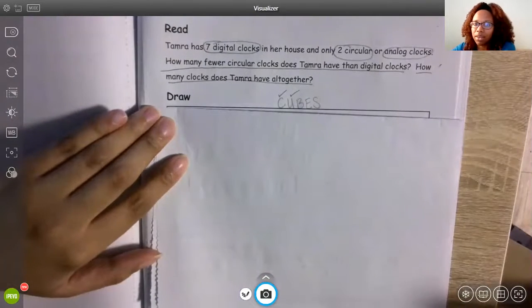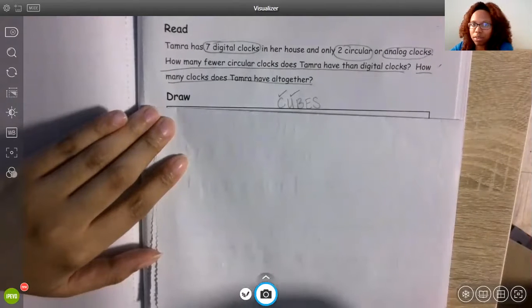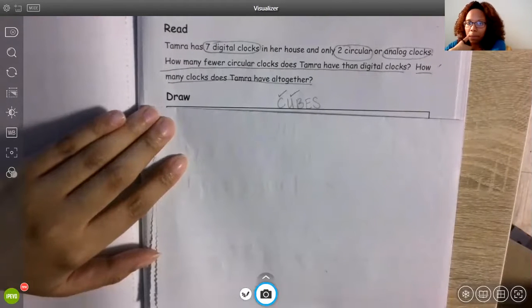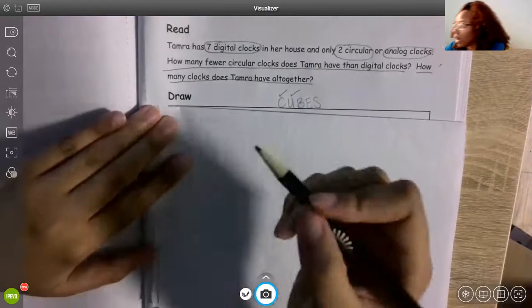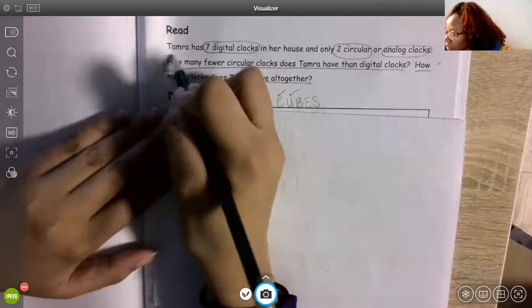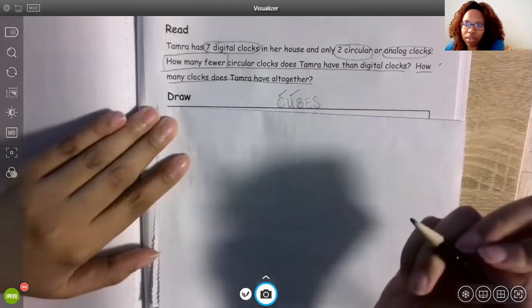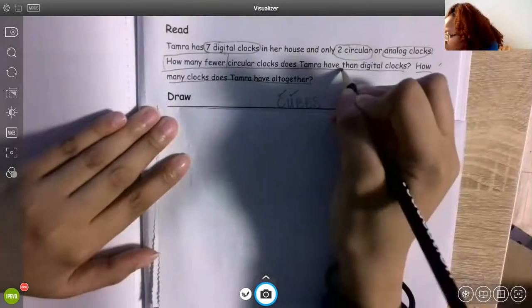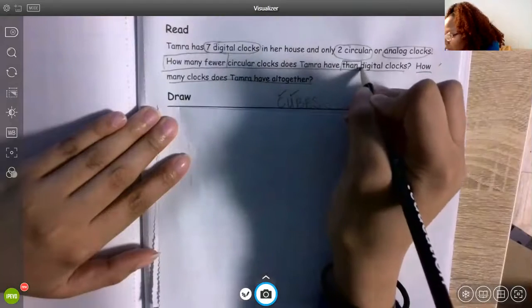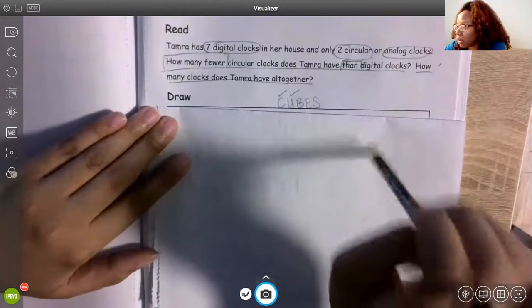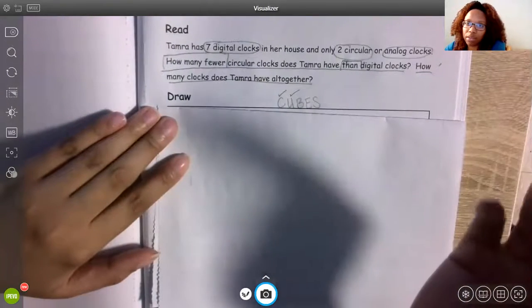The next thing you need to do is box your keywords. What keywords did you box? Okay, I heard some say how many fewer. I remember we worked on that one in a previous lesson. Don't forget the word than over here because that lets me know that I'm comparing 2 numbers or 2 things.